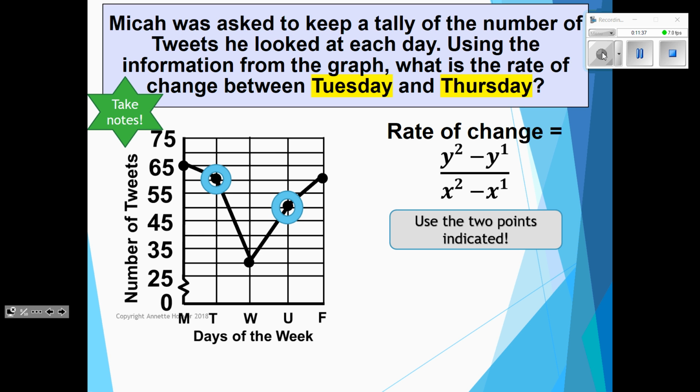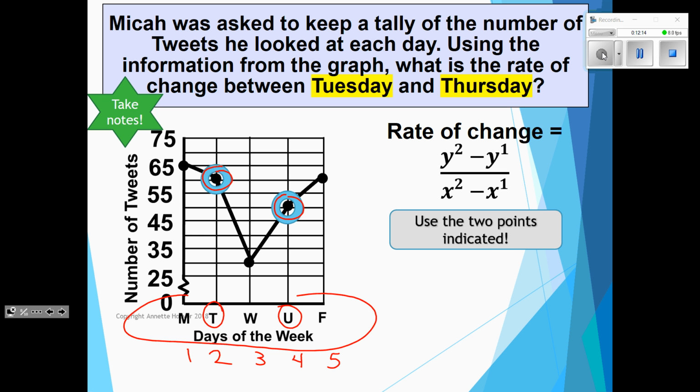Now this graph, it's not a straight linear equation, a straight line. It goes down and then it goes up. Micah was asked to keep a tally of the number of tweets he looked at each day. Using the information from the graph, what is the rate of change between Tuesday and Thursday? So they're saying these are the 2 points that you are using because it is Tuesday and Thursday. Now again, down here on the x-axis, we do not have numbers. So since they're consecutive days, Monday, Tuesday, Wednesday, Thursday, Friday, we can assign them numbers: 1, 2, 3, 4, 5.